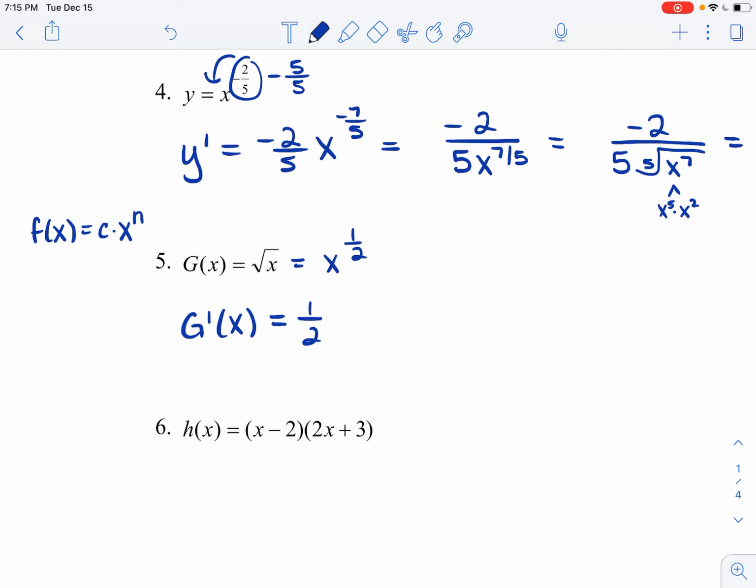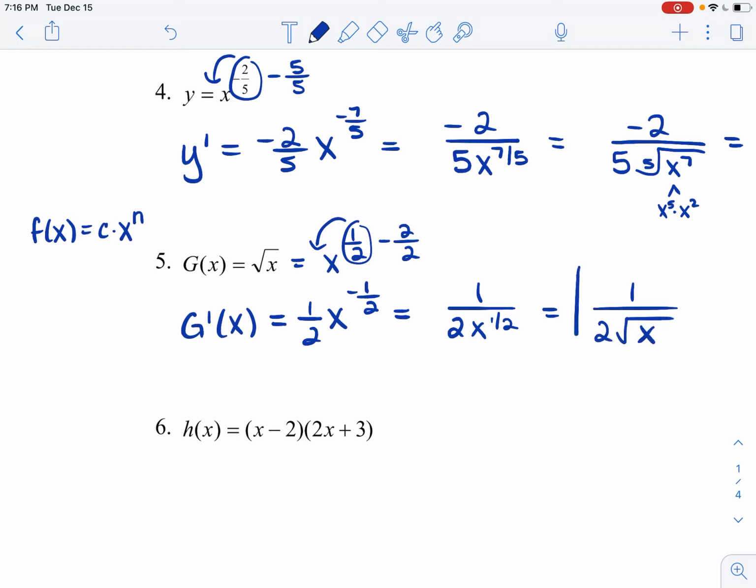So I'm going to bring down that power of 1/2 and then subtract 1 from 1/2, which would give me negative 1/2. Again, just to review, use 2 over 2 when you're subtracting 1 so that it's easier to find that difference. Now, because the power is negative, I'm going to bring x down in the denominator, with 2, so I can make the power positive, and then one step further, rewrite it as the equivalent radical expression, which would be the square root of x. So 1 over 2 times the square root of x is the derivative of the square root of x.